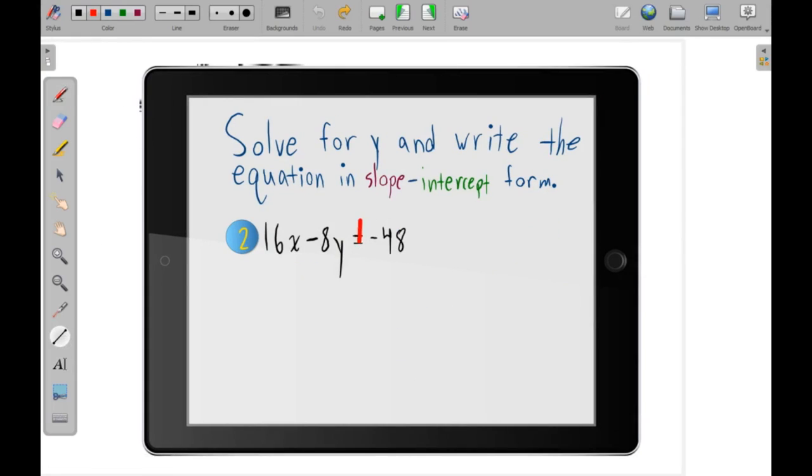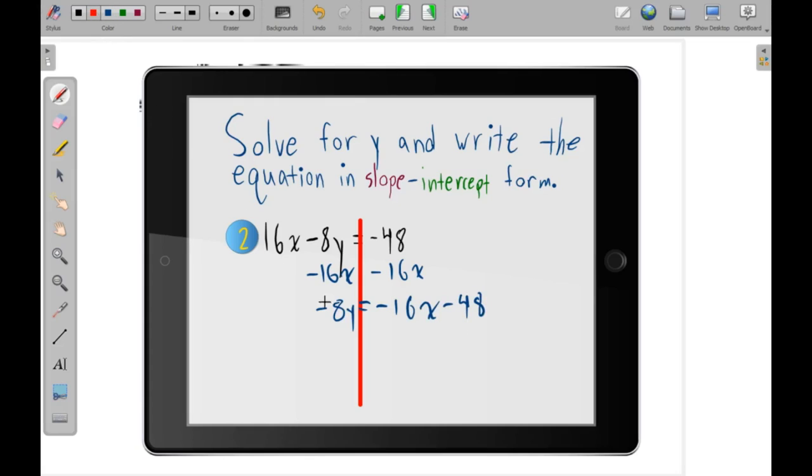So first, we're going to draw a line through our sign. And we want the y by itself, so we have to get rid of this 16x. We do that by subtracting 16x from both sides because our 16x is positive. So minus 16x, minus 16x. So negative 8y equals negative 16x minus 48.